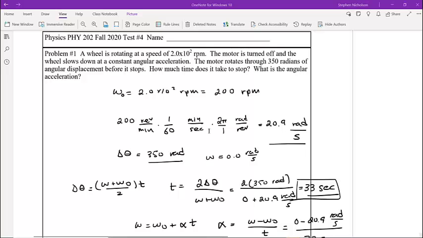Okay, so here's the solution for the physics test. The initial rotational speed, angular velocity, was 200 RPM. So you multiply by 2 pi, divide by 60 to get 20.9 radians per second.